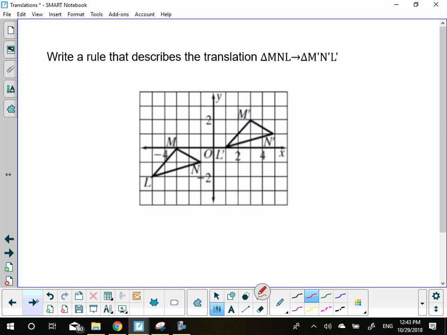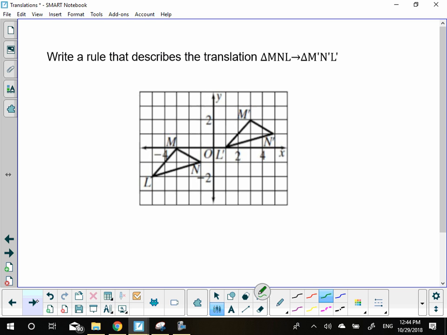Okay, last one. So they're giving us two triangles. MLN is the what? The pre-image and the M prime, N prime, L prime, it's the image. And we want to write a rule that describes the translation. So, how are we going to find the rule? What are you looking at? Sorry. How do you find the rule that describes this motion? Subtract the original. You could do that. You could find the coordinates of each one and subtract it.